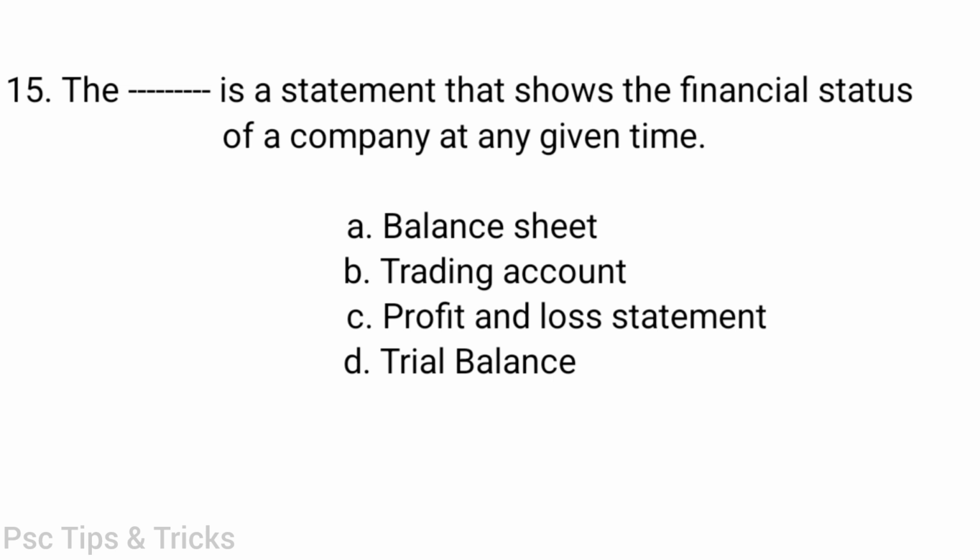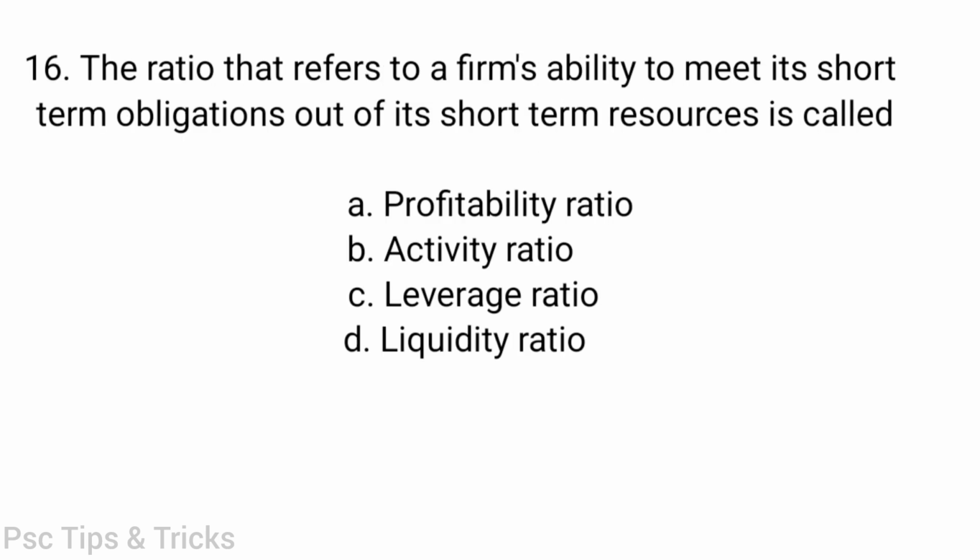The dash is a statement that shows the financial status of a company at any given time. Options: balance sheet, trading account, profit and loss statement, trial balance. Balance sheet. The ratio that refers to a firm's ability to meet its short-term obligations out of its short-term resources is called profitability ratio, activity ratio, leverage ratio, liquidity ratio. Liquidity ratio.